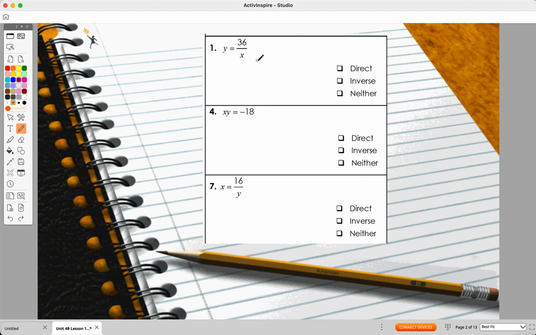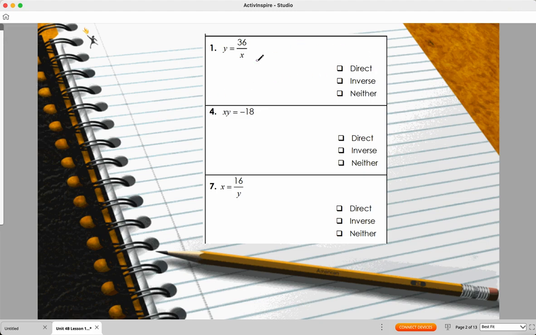We simply want to look at whether these are inverse or direct variation, or neither, because the first thing we need to do is be able to recognize what it is. So if we look at this first one, is this direct variation? No, because it doesn't have it connected. They're in opposite locations, so this is inverse.